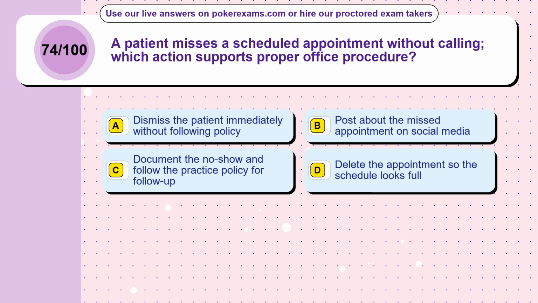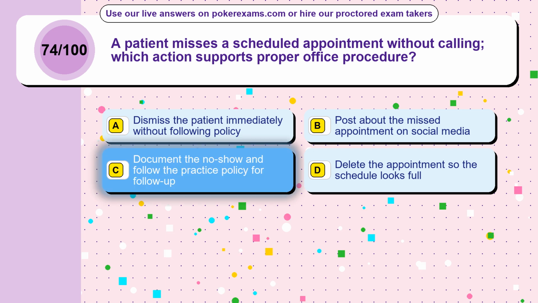Which action supports proper office procedure? Option A. Dismiss the patient immediately without following policy. Option B. Post about the missed appointment on social media. Option C. Document the no-show and follow the practice policy for follow-up. Option D. Delete the appointment so the schedule looks full.